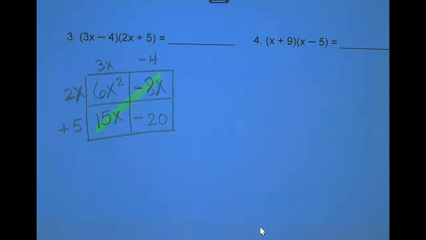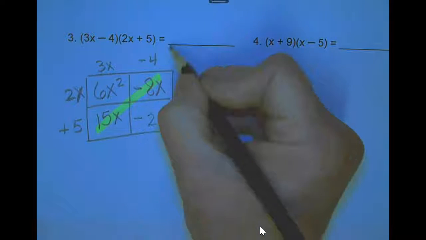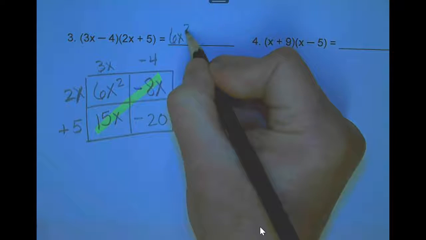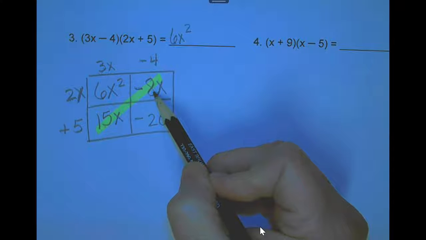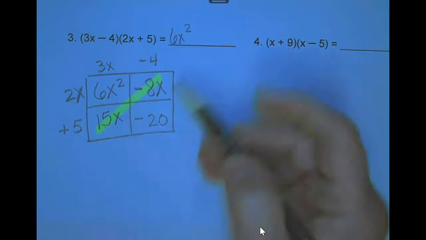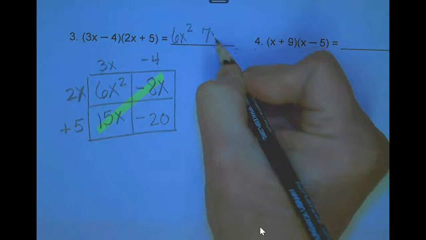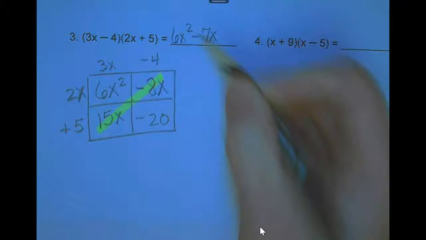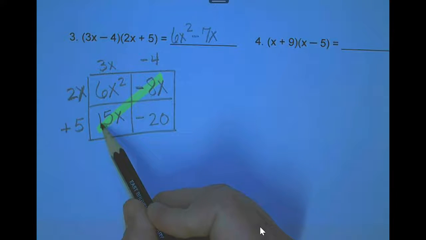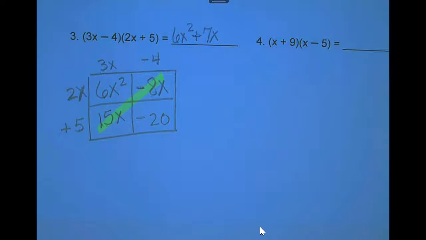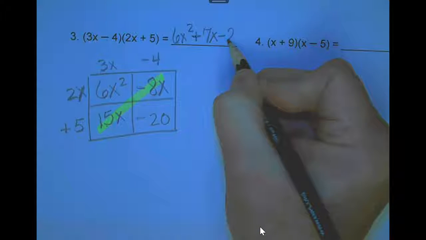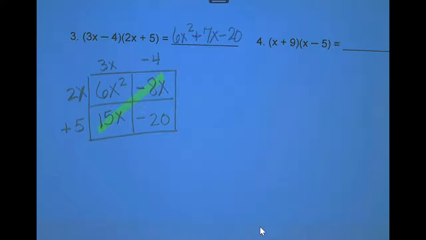These are like terms, but the 15 is positive and the 8 is negative. When you combine a positive and a negative, you subtract them. 15 subtract 8 is 7. And then you take the sign of the larger one. 15 is positive, and so this one will be positive. And then I have a minus 20.